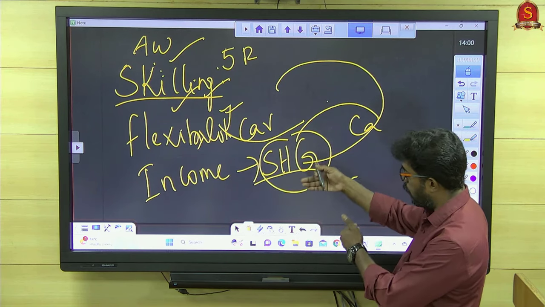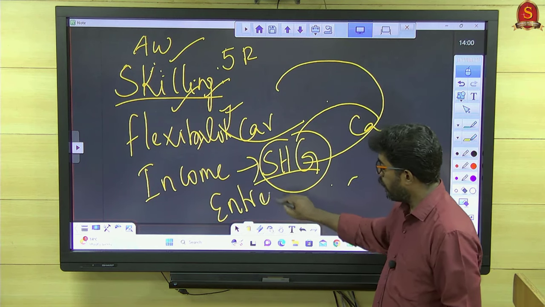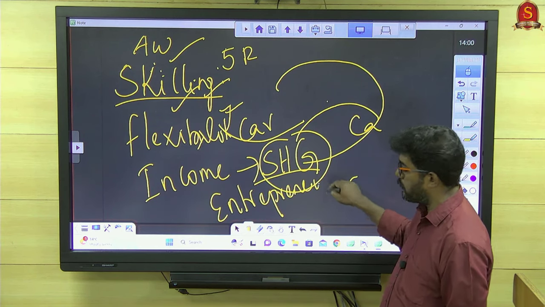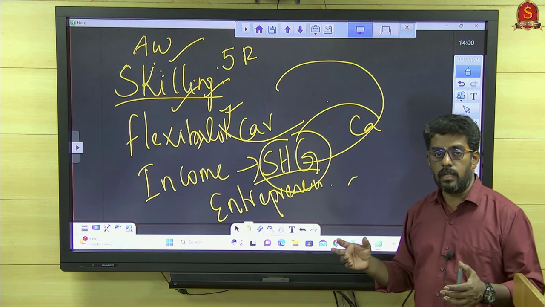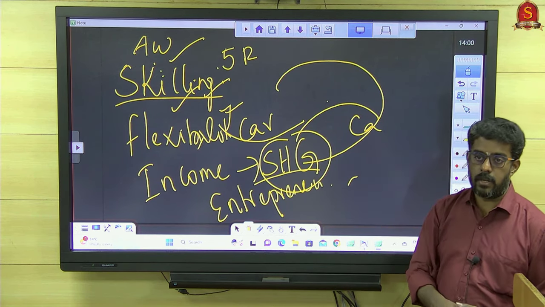But apart from the self-help groups also, how the women can become entrepreneurs in the economy. How they can start their own business. How they can start their own enterprises. Not based on the SAG model. Based on the individual model. How they can become entrepreneurs in the economy.